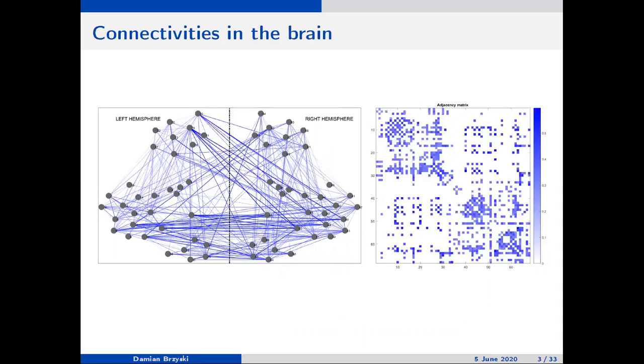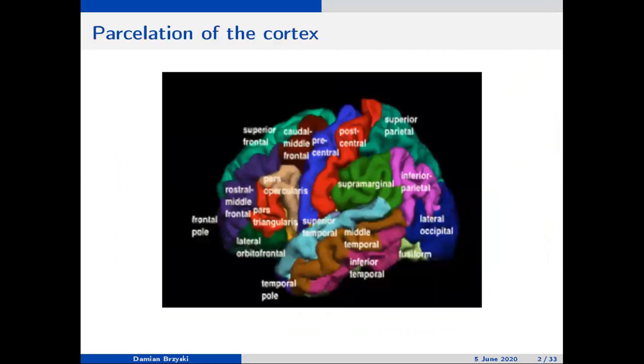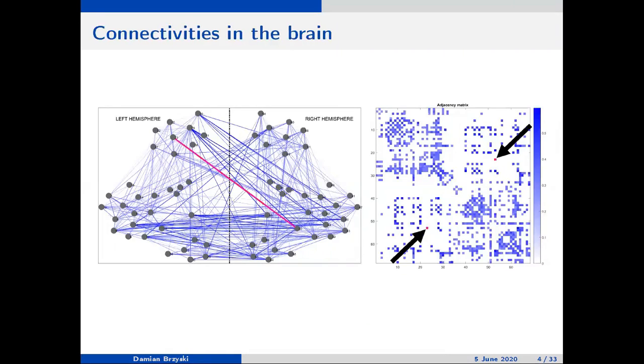So the dark color here means that there's a good connection between the given pair of brain regions, and the light color means that the connection is not so good. So the information maybe is not so well exchanged. And of course, you can build this connectivity information for each subject. So for each subject, you will get different connectivity information.